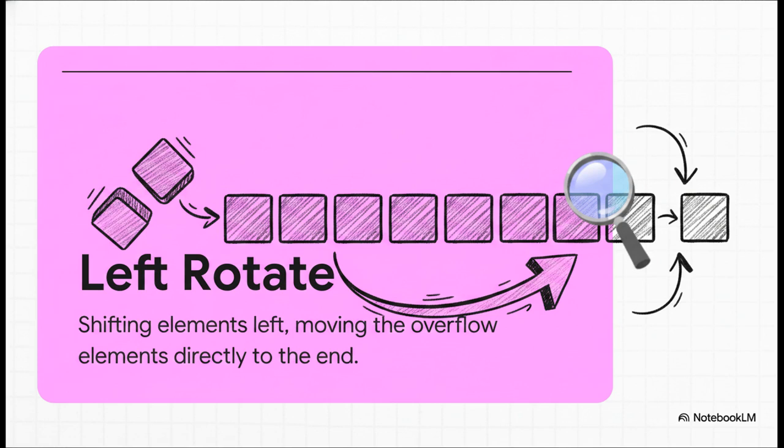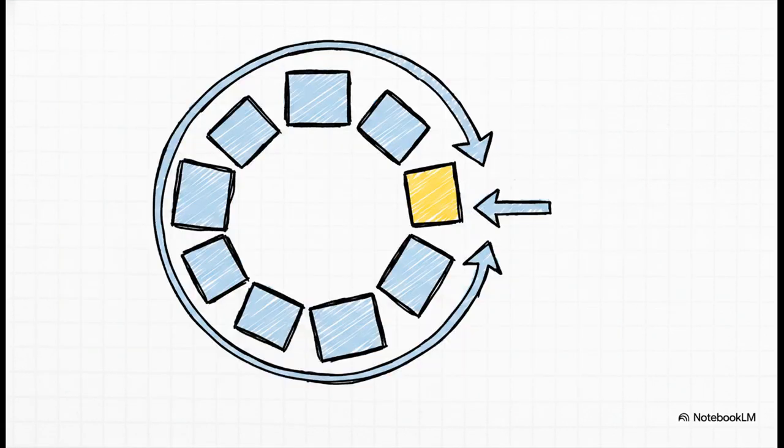So, if you left rotate by 2, the first 2 numbers jump to the very end, and everything else simply slides forward to fill the gap. Now here is a mathematical shortcut that interviewers absolutely love to test you on. What if the array size is 7, and they ask you to left rotate by 15 places? Brute force would literally shift elements 15 times one by one.